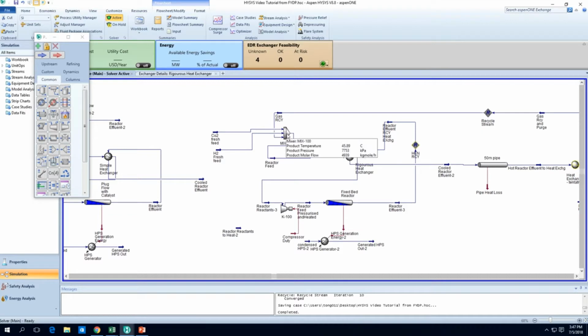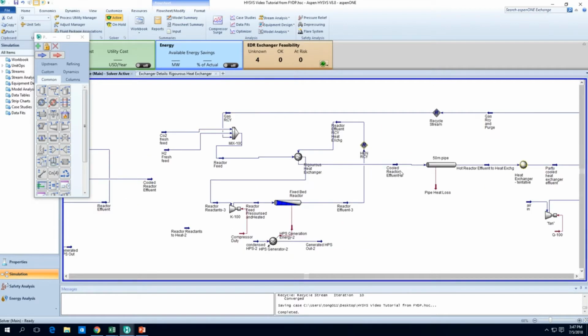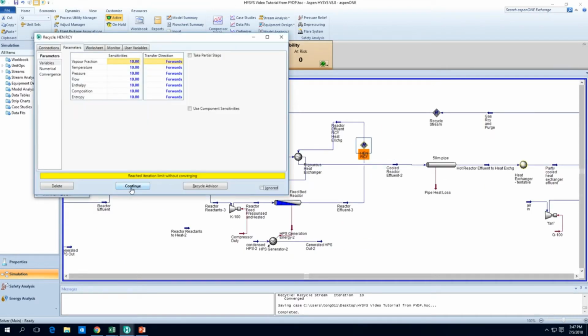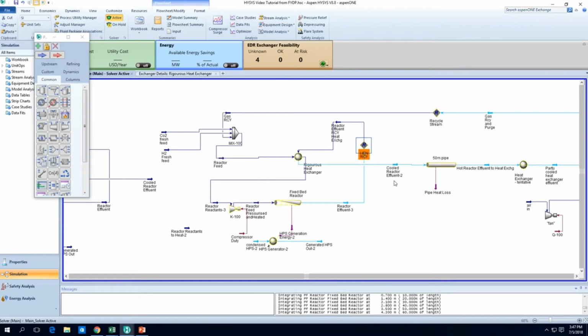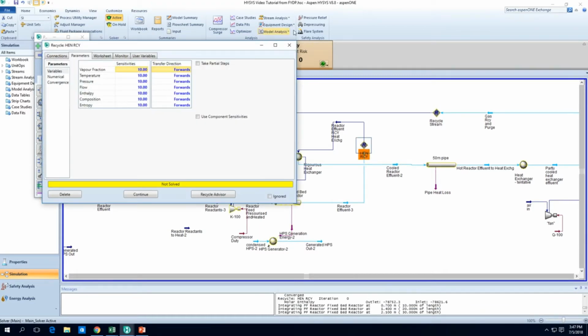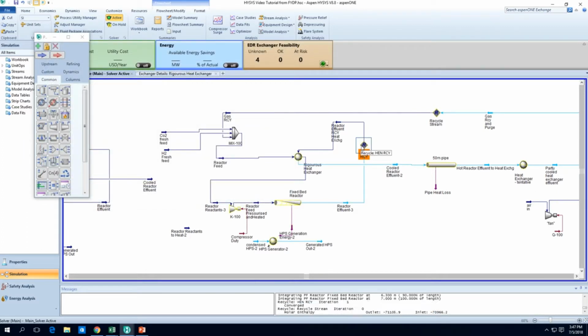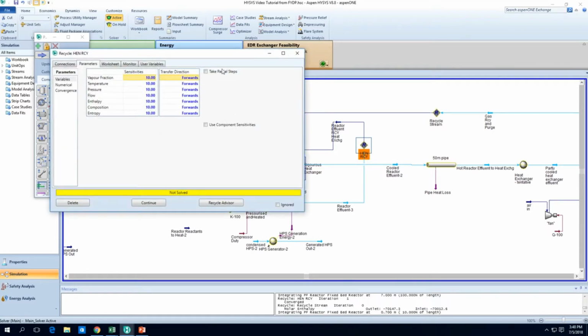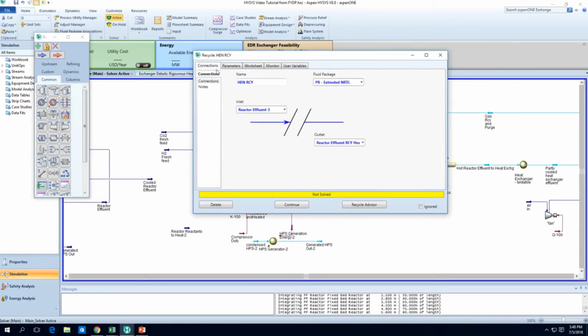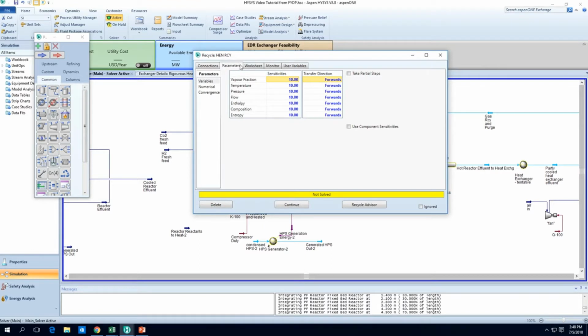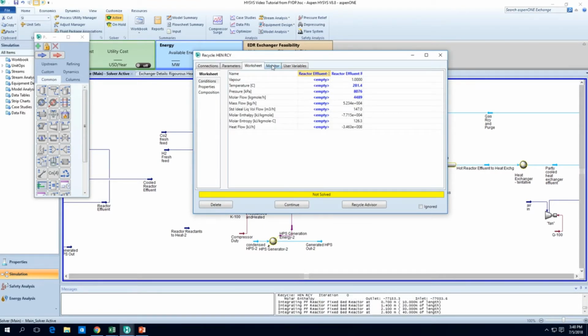Well, we have done convergence of our first reactor system, or not. Well, look at this hand RCY. This recycle operator needs to have a few more iterations before it actually converges. So let's just press the continue button. So we're going to continue converging it. And if we need more iterations, we just go to the parameters.